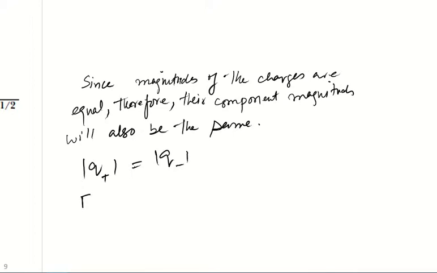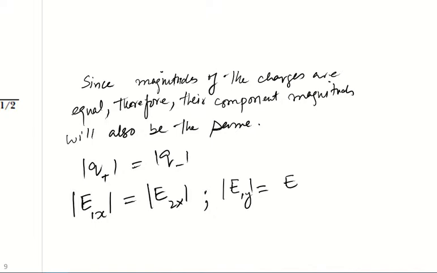E1x would have the same magnitude as E2x. This is the x component of the fields, and in the same way we will have E1y magnitude equals E2y magnitude, and because they are in the same direction, their magnitudes would be the same and direction would be the same, but these two, E1y and E2y, are pointing in opposite directions.